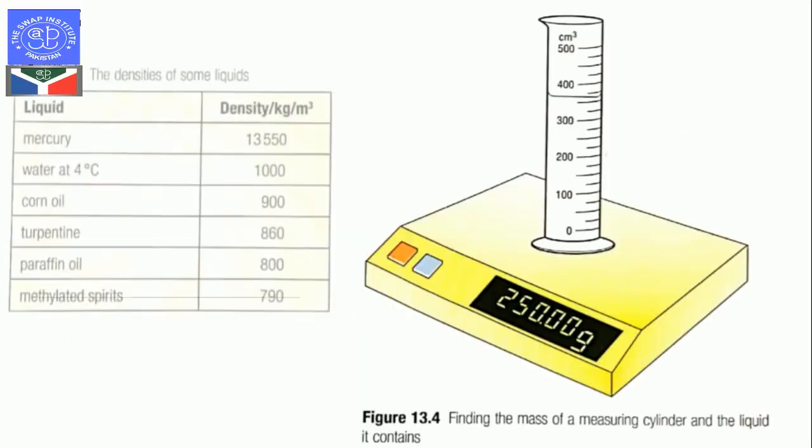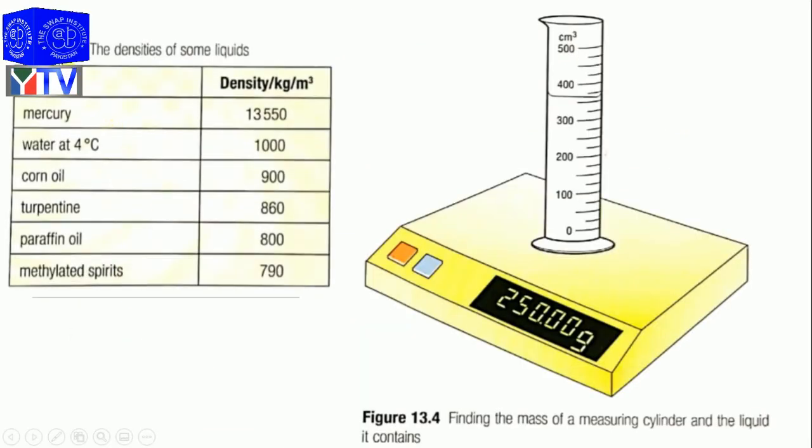So this is table 13.2, the densities of some liquids. The liquid mercury has a density of 13,550 kilogram per meter cube. Water at 4 degrees Celsius has a density of 1000 kilogram per meter cube. Other materials are mentioned in this table. This is very important for MCQs.